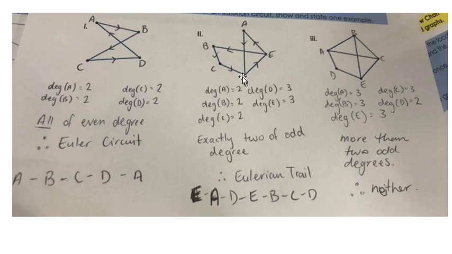And this one here, it's neither. It can't be an Euler circuit or an Euler trail because we've got all of these excess odd degrees. So hopefully we're getting good at identifying the degree of a vertex because that's our underlying skill, and then we're applying that so we can make statements about the traversability of a network.